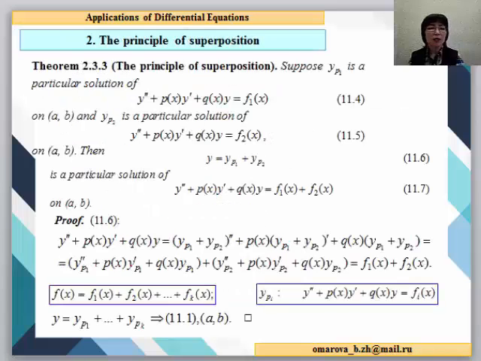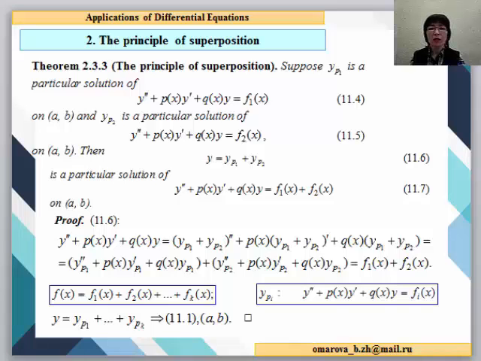Let's consider the second part of our lecture, the principle of superposition. The next theorem enables us to break a non-homogeneous equation into simpler parts, find a particular solution for each part, and then combine their solutions to obtain the particular solution of the original problem.